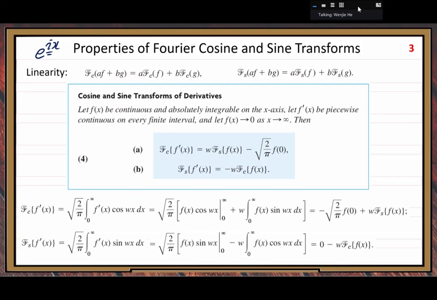So we completed this slide last time. We derived the derivative formula for Fourier cosine and sine transforms. Very simple, very straightforward. So next, we can apply these two formulas to get the Fourier cosine and sine transforms of second derivatives, similar to what we did for the Laplace transform. Second derivatives. All right.